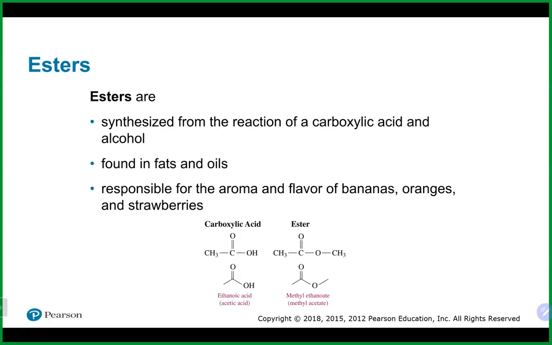So esters are synthesized from, as I just mentioned, a reaction of a carboxylic acid with alcohols. They're also found in fats and oils. So when you talk about lipids and fatty acids, a lot of those come together to make an ester. They're responsible for a lot of the aromas and flavors that you associate with things like bananas, oranges, and strawberries. And again, if you take out water, you will get your ester here.